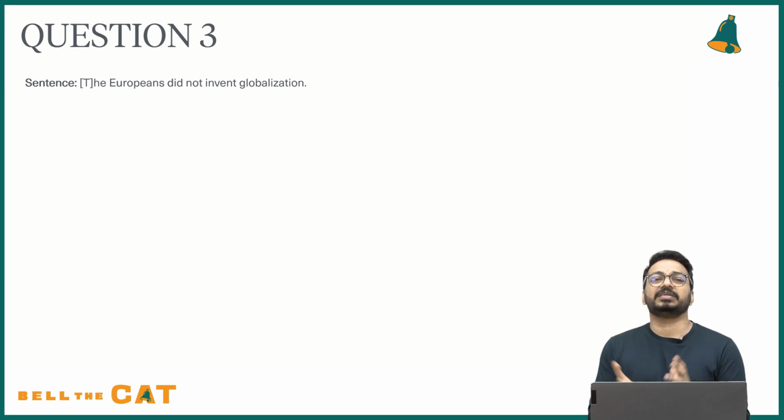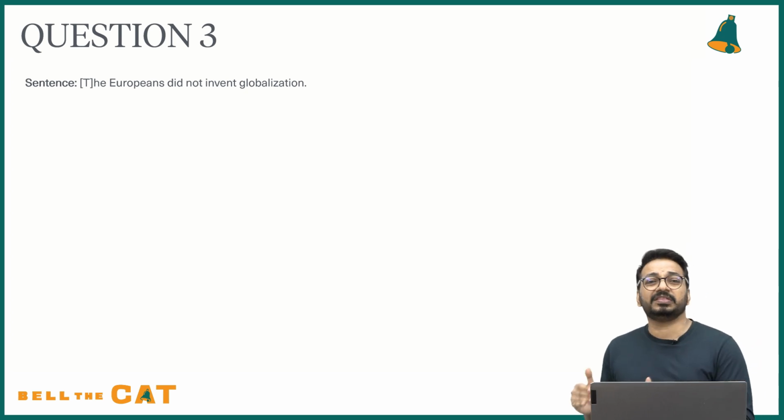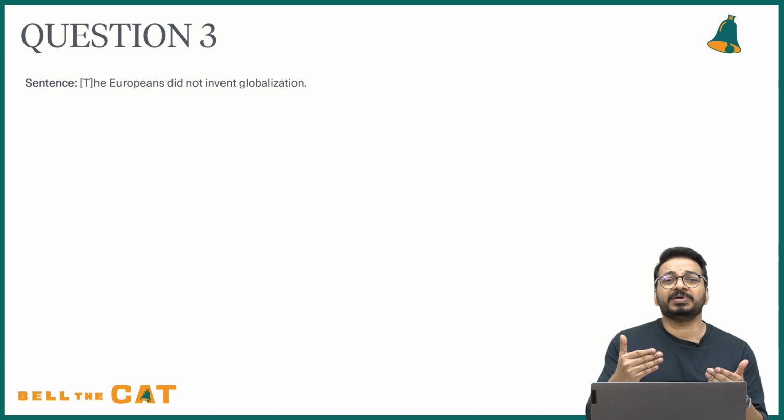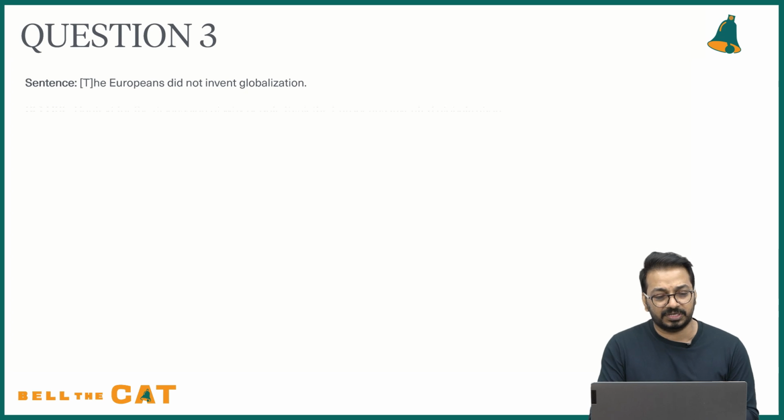Because whenever I'm making an argument, I can do it two ways. I am either first giving all the reasons and giving the answer, an argument at the end, or I present the argument at the beginning and give all the reasons. Now, this is a very, very big statement that the Europeans did not invent globalization. So either before this, there will be many sentences, or after this, there will be many sentences. That much is clear, right?